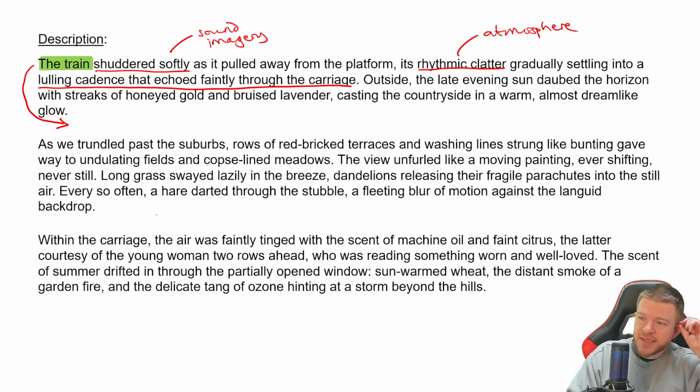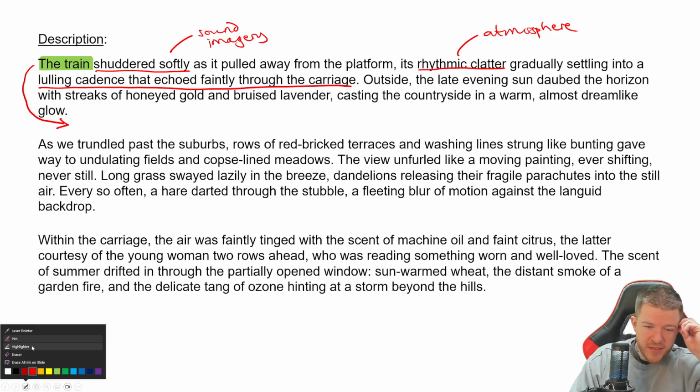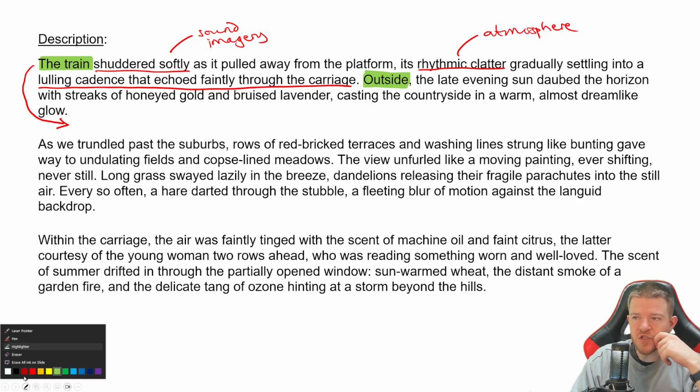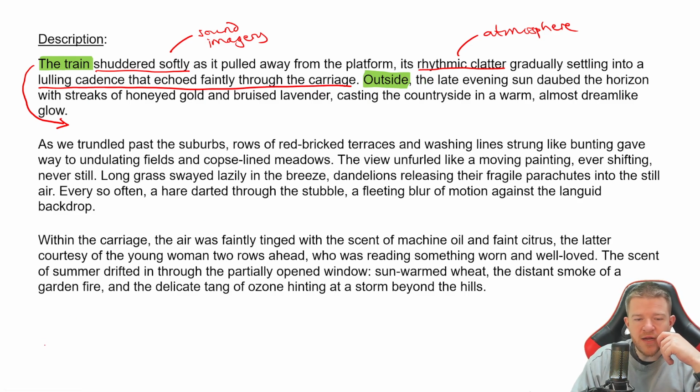Then we've got really nice, this second sentence, notice how it doesn't just start with the subject of the sentence like the first one does. It starts with a little adverbial just to place our focus outside of the train. And then we've got some really, really lovely color imagery. So we've got the honeyed gold, we've got the bruised lavender.